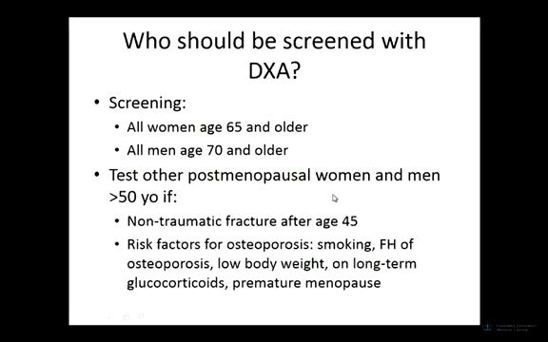So the people that should be screened with a bone density are all women over the age of 65 and all men over 70. And you should look at postmenopausal women and men older than 50 if they have a non-traumatic fracture after age 50.